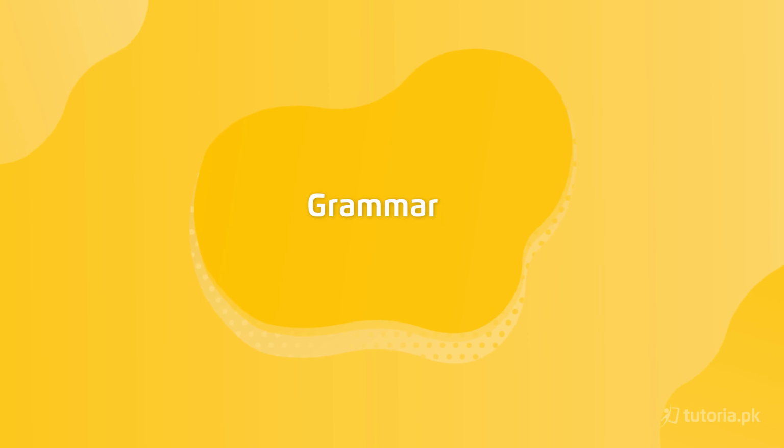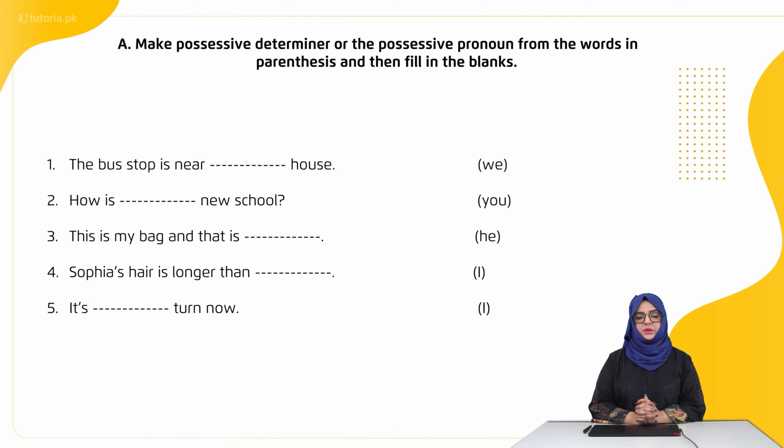Let's start discussing exercises related to grammar portion now. So first question is, make possessive determiner or the possessive pronoun from the words in parentheses and then fill in the blanks. So the first is, the bus stop is near dash house and we have I in the parentheses. So possessive determiner my आ जाएगा इसमें.